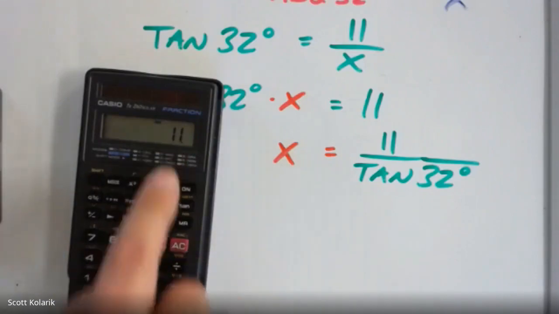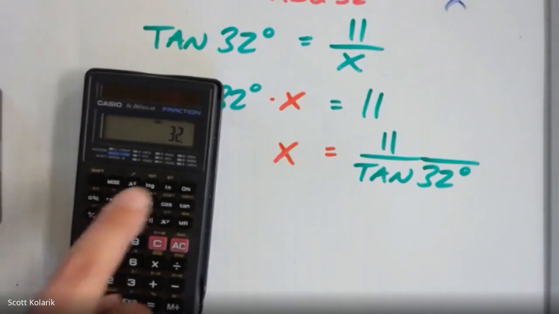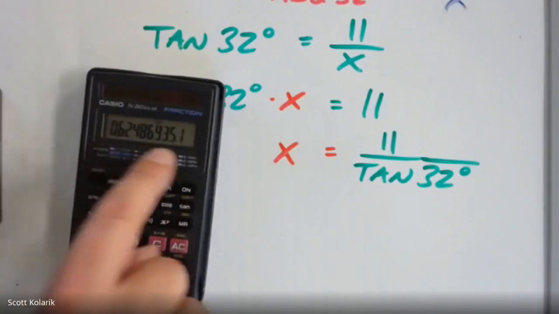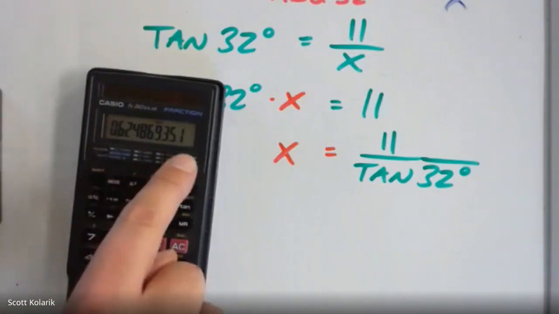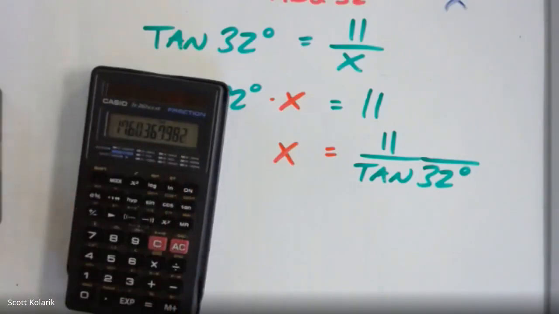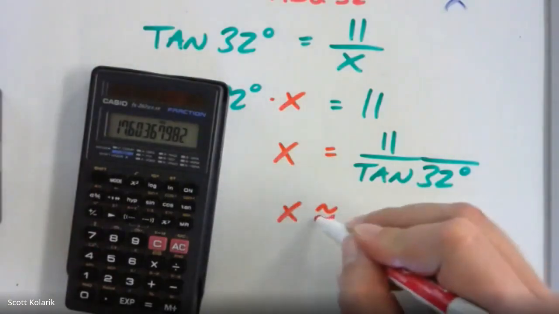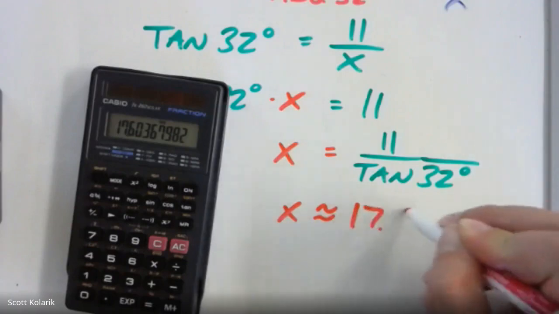But now I'm going to divide by the tangent of 32. So I have to put in the degrees first and then hit this tangent button. There's the tangent of 32. But remember, I already told the calculator to divide 11 by this number. So now when I hit equals, there's 17.6. So x here, rounded to the nearest tenth, is approximately 17.6 units.